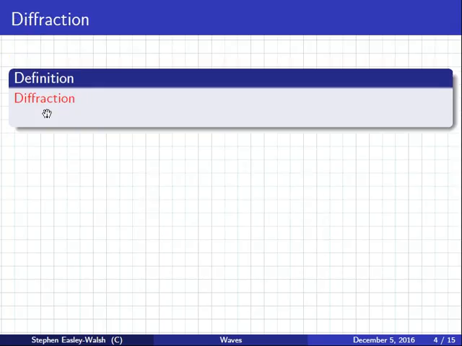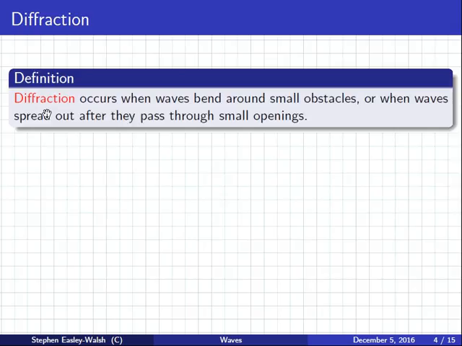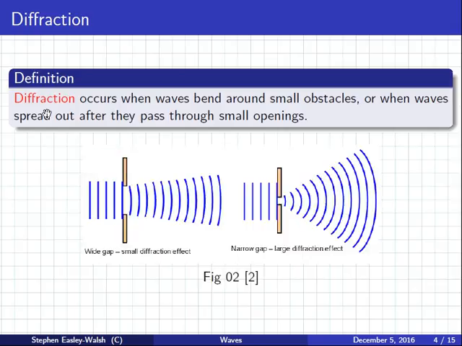Diffraction. So, diffraction is when the wave bends around small obstacles, or when it spreads out. Here's a good picture to show you diffraction. This sound wave, or water wave, spreads out more when the hole is smaller. In other words, we can say here there's more diffraction, here there's less diffraction. So often diffraction is used to mean the spreading out of a wave as it passes through a small opening.